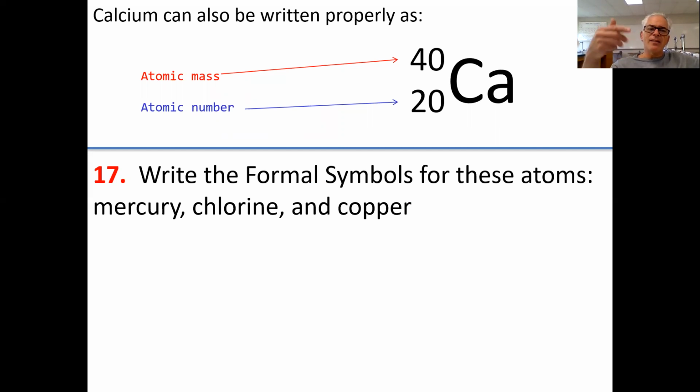And if we write it like this, the mass number on top, the atomic number on bottom, those are little numbers, a superscript and a subscript together, followed by the symbol, capital C, lowercase second letter, lowercase a. Now I'm asking you to write the formal symbols like this, just like the one on top, for mercury, chlorine, and copper. Mercury is atom number 80. Chlorine is atom number 17. And copper is atom number 29. Go.